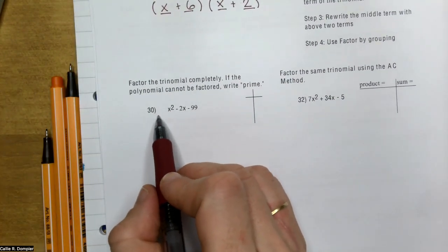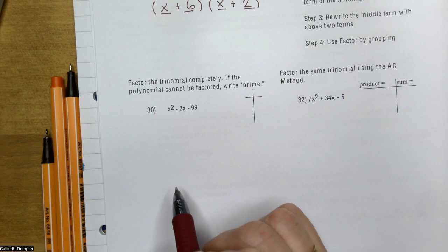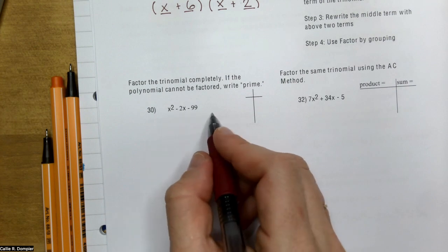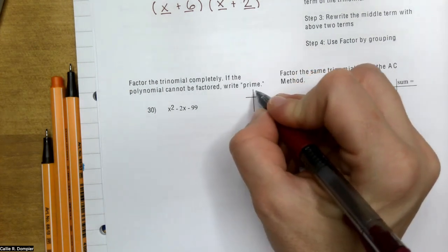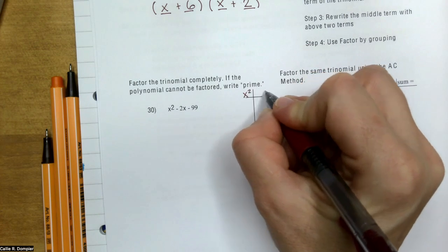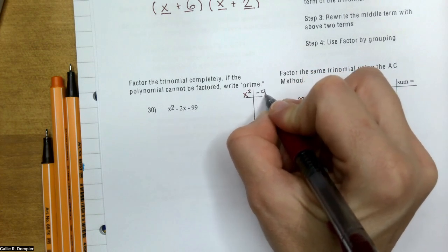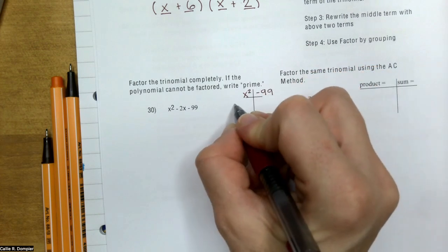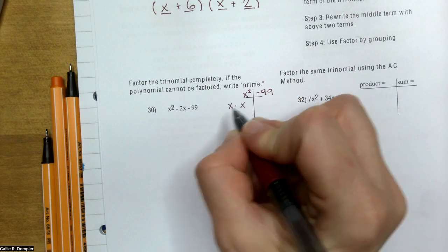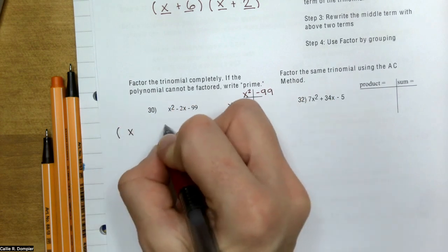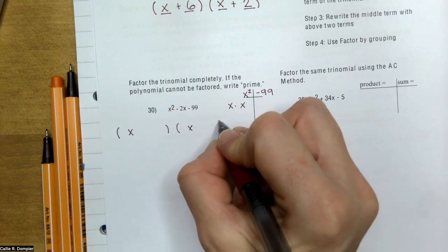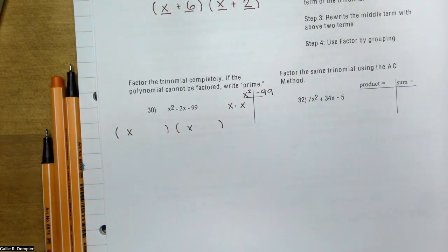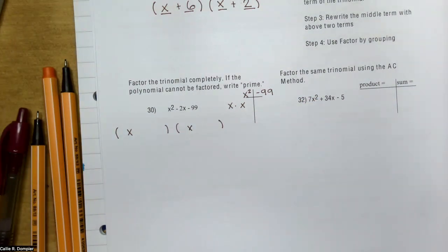Number 30 says factor the trinomial completely. If the polynomial cannot be factored, write prime. All right, so we're going to write our factors of x squared and our factors of negative 99. X squared is just going to be x times x, right? Here's the reverse FOIL method. The factors of negative 99.